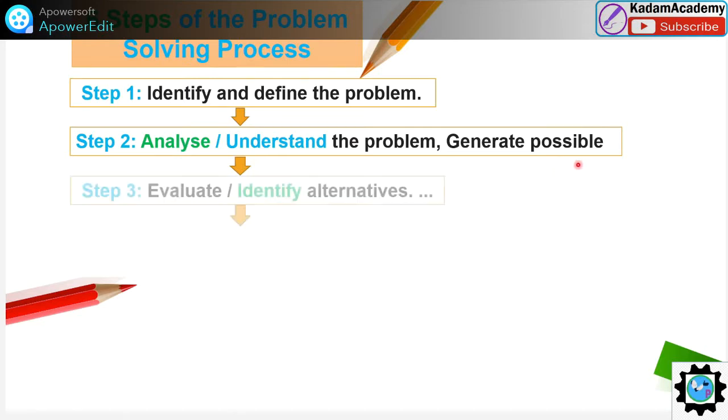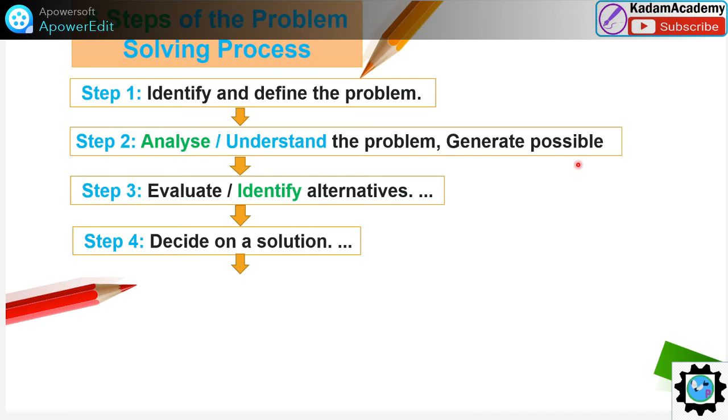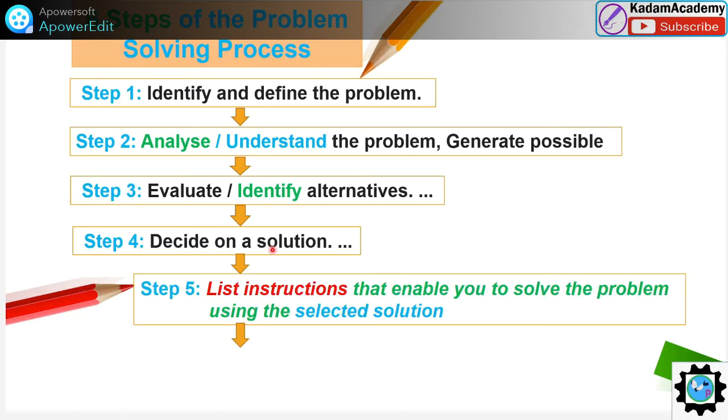The next step, the third step, is to evaluate and identify alternatives of the solution. Various alternatives may be possible, and we have to identify what those are. And step 4, we have to decide on a solution from the alternatives. These alternatives we have to put in front of the team, or if you are working individually, you have to decide on the perfect, correct solution. The next step is a list of instructions that enable you to solve the problem using the selected solution. And the last, 6th step, is to evaluate the solution.